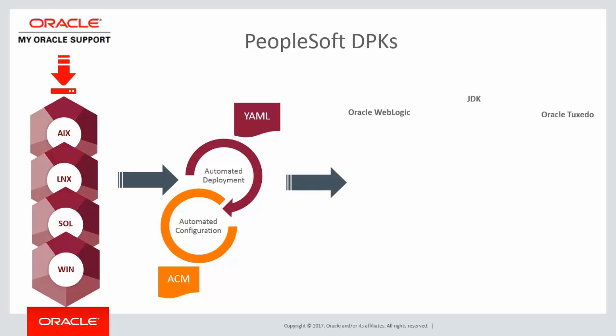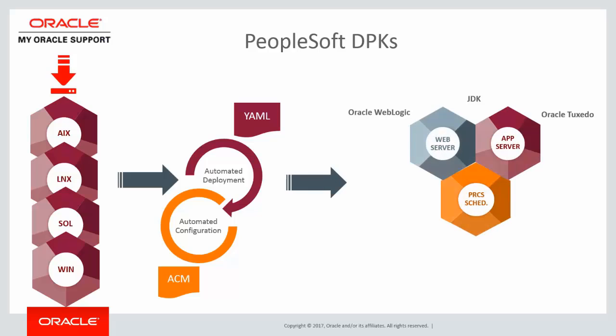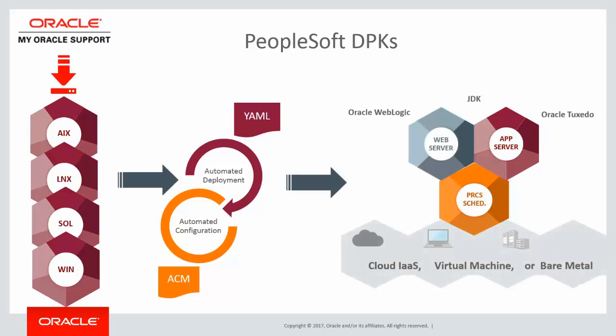The DPK deployment includes all the required and certified third-party software, so there is no need for administrators to gather certification information and download and install them separately. PeopleSoft DPKs are already being used in the processes for the automation for PeopleSoft Update Manager, or PUM, images, and PeopleSoft Cloud Manager, including Lift and Shift.